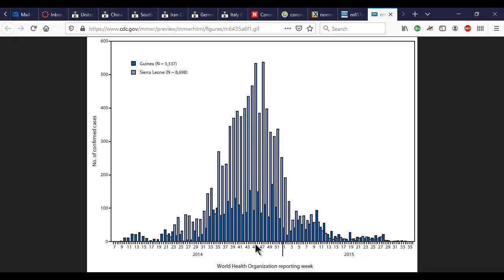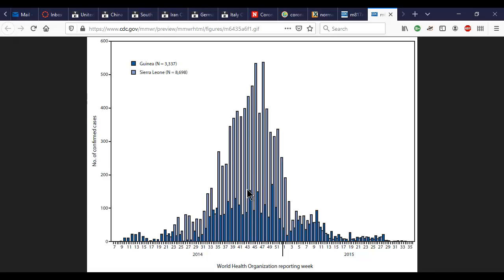Week 45 is the interesting week here, because this is when the World Health Organization and the governments really start to get a handle on it. They're quarantining folks and they're providing treatment. And that's when the number of cases starts to reduce, and eventually the disease goes away. So that's what we really hope to see happen with the coronavirus. And my only question is, when are we going to do this?